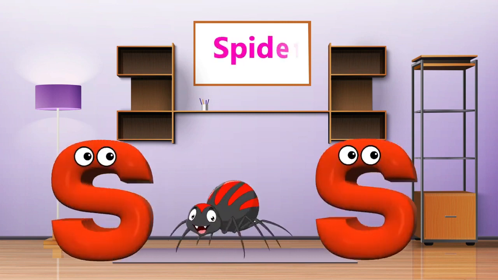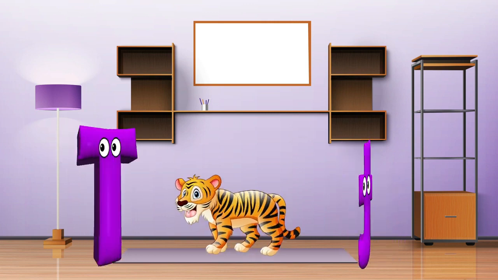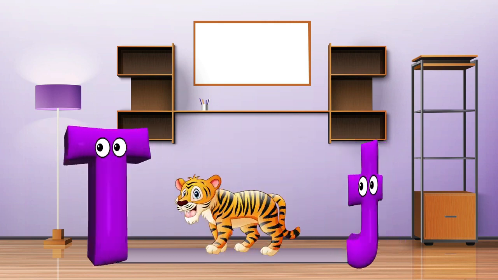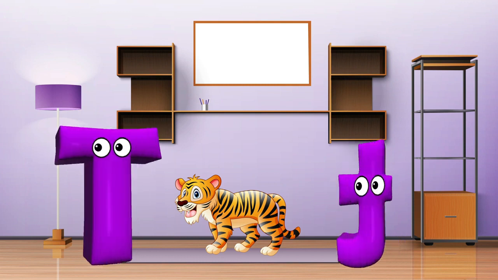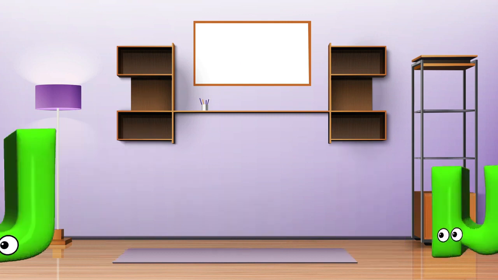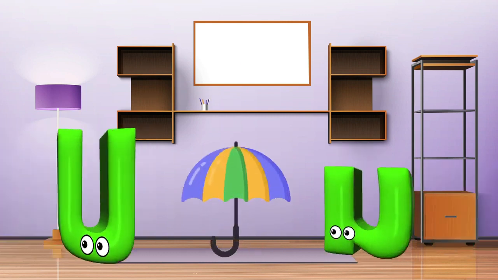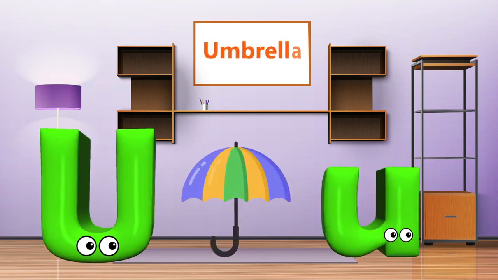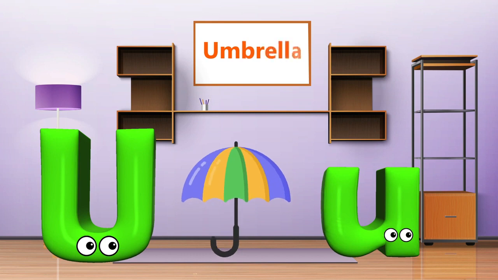S is for spider. S, S, spider. S, spider. T is for tiger. T, T, tiger. T, tiger. U is for umbrella. U, U, umbrella. U, umbrella.